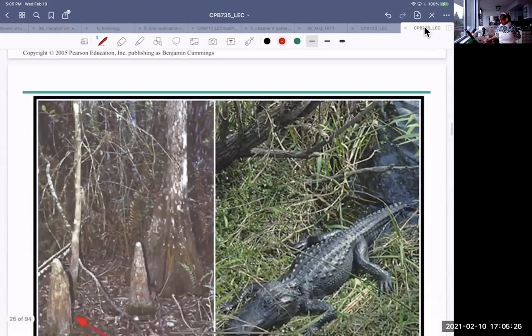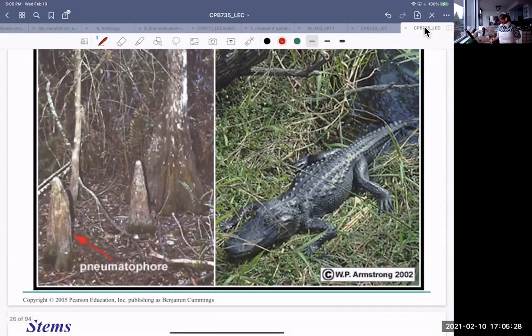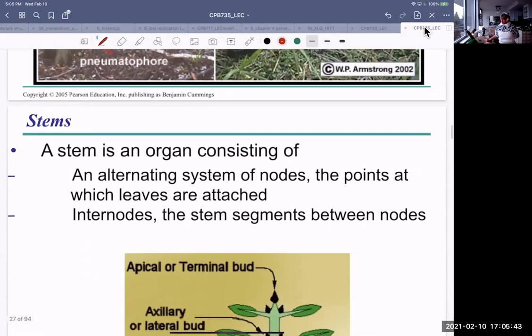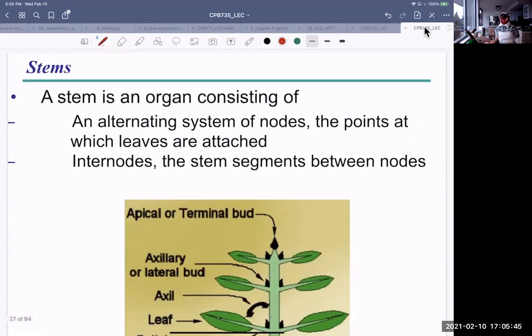More pneumatophores. But if you are studying these, you have to watch out for this animal here. So if you're thinking of studying in the mangroves or down in the swamps of Florida, you've got to watch out for the alligators. So that was all about roots.